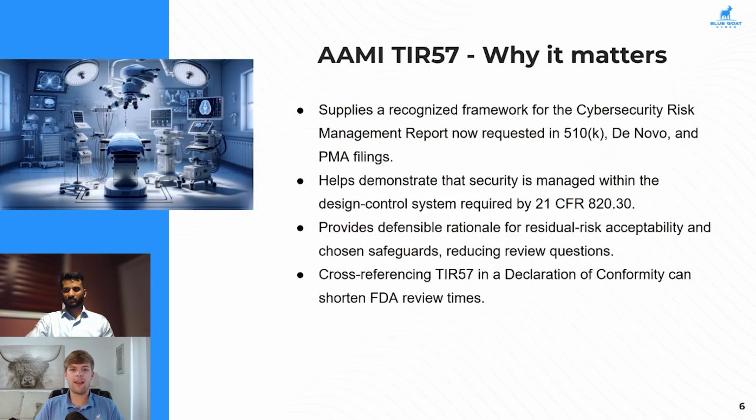This helps demonstrate that security is managed within the design control system required by 21 CFR 820.30. And we're giving a defensible rationale for residual risk acceptability and chosen safeguards. This is going to help reduce our review cycle by a significant amount. If we're just providing risk to the FDA and saying, we think this is acceptable, they're going to come back requesting some justification. Now, if we're cross-referencing TIR 57, this is what the FDA treats as their gold standard. It's a good look to have it as part of your submission materials, in other words.